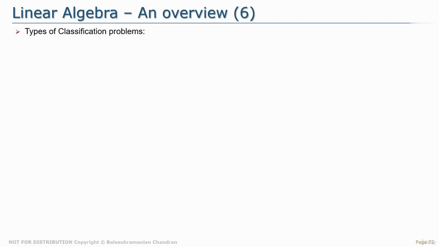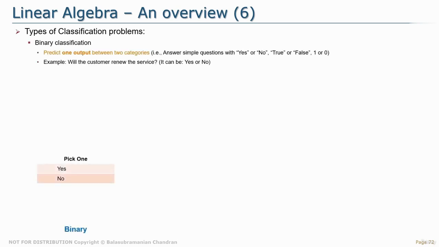Now let's see the types of classification problems. There are 4 different types of classification problems, and they are binary classification problem, multi-class classification problem, multi-label classification problem, and imbalanced classification problem. Binary classification. Predict one output between 2 categories, that is answering simple questions with yes or no, true or false, 1 or 0. Example, will the customer renew the service? The answer could be yes or no.